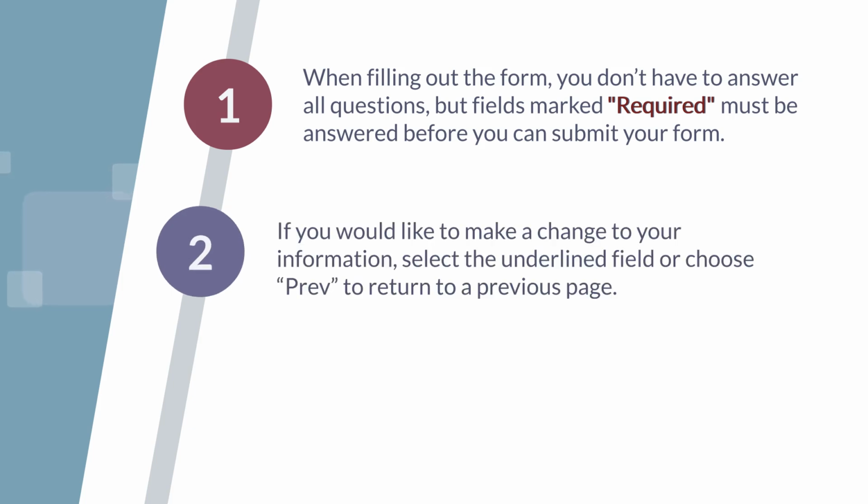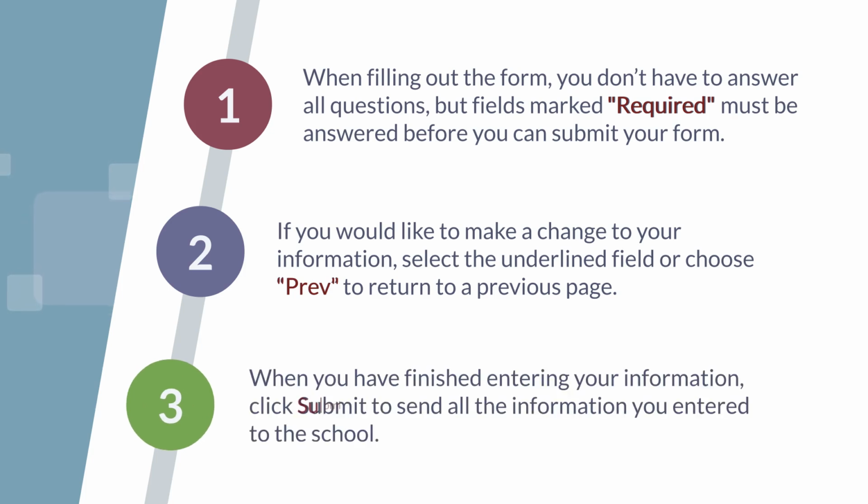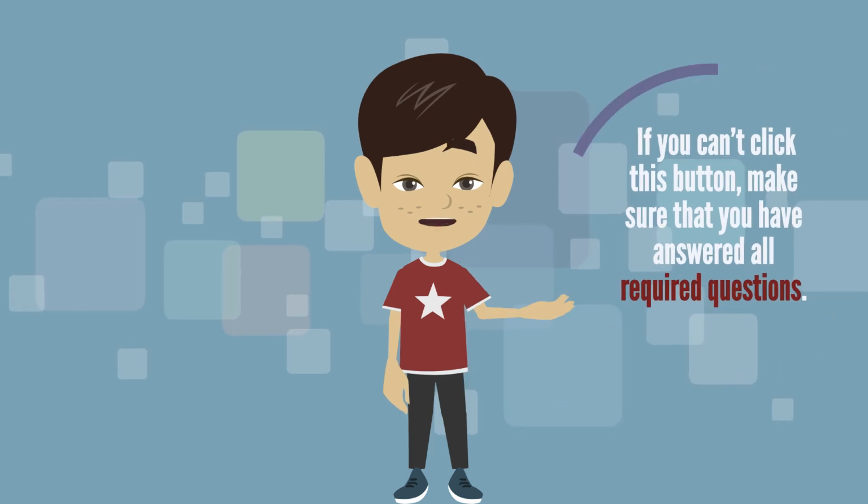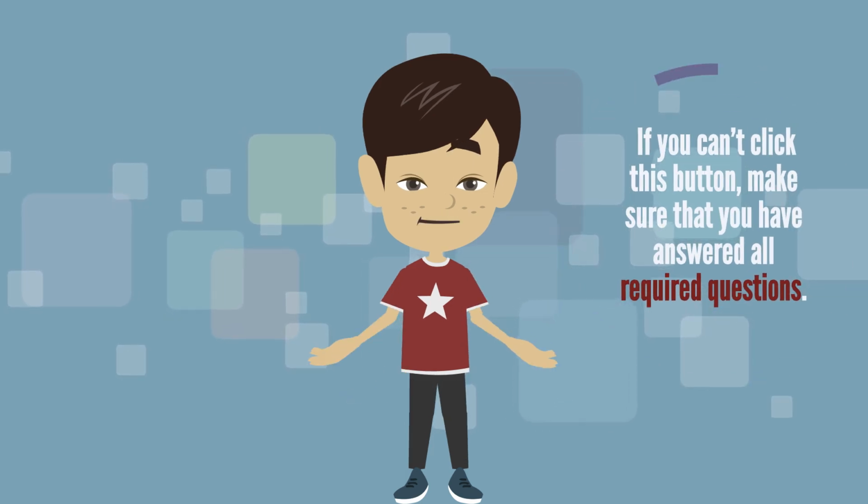If you would like to make a change to your information, select the underlined field or choose Prev to return to a previous page. When you have finished entering your information, click Submit to send all the information you entered to the school. If you can't click this button, make sure that you have answered all required questions.